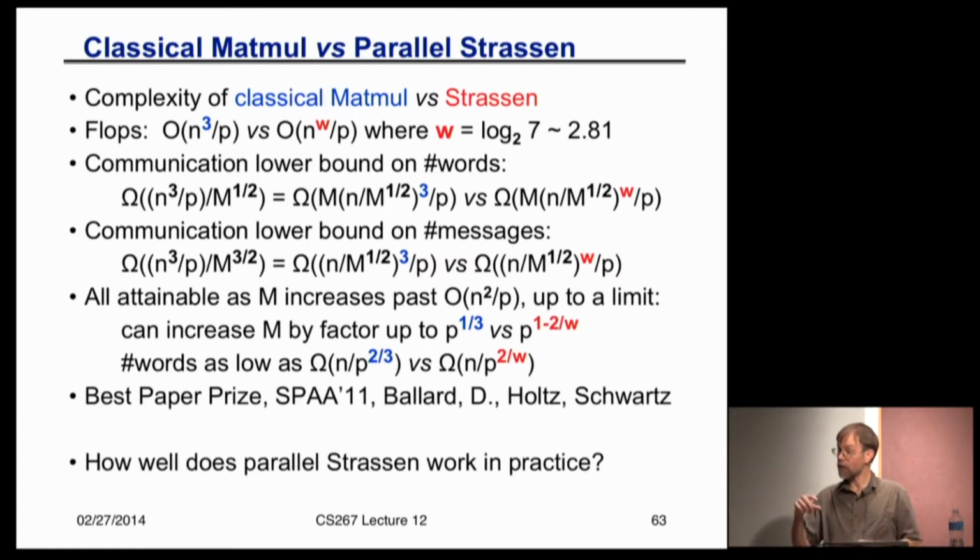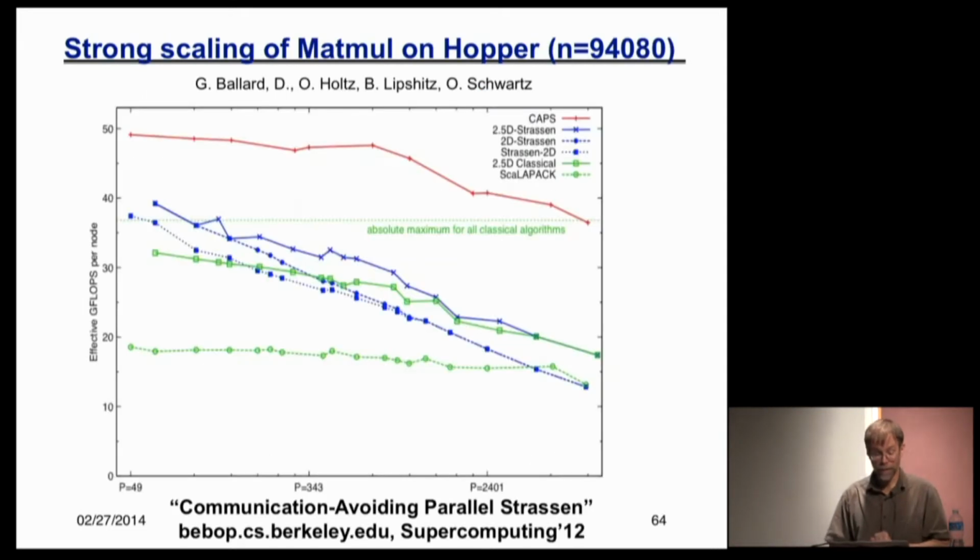So now let me show you the performance in practice. So I'm going to show you a strong scaling plot. And so this is a very large matrix multiplied on Hopper, so 94,000 by 94,000. Going on all the way from 49 processors. Why 49? Well, 7 squared, no surprise, to make Strassen convenient, up to many thousands of processors.